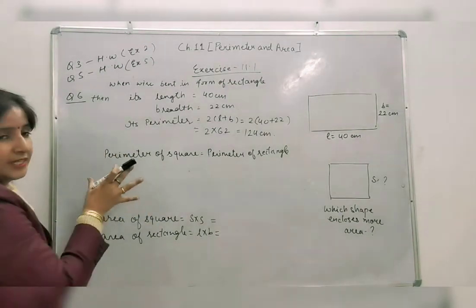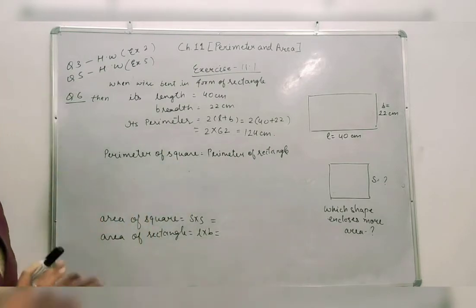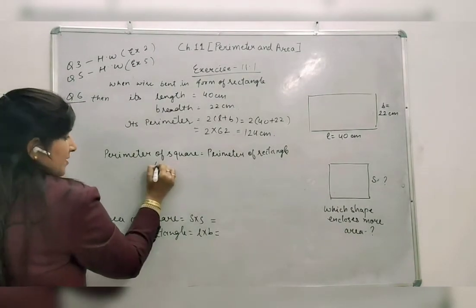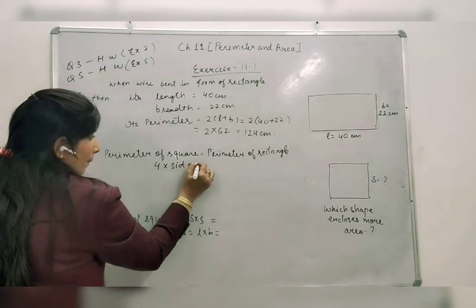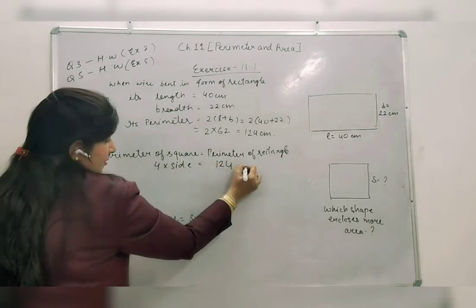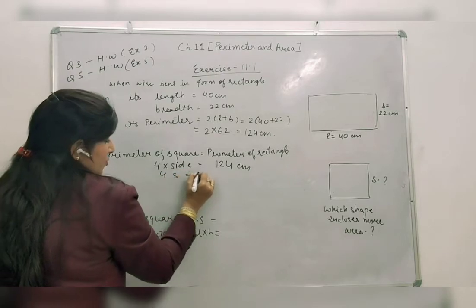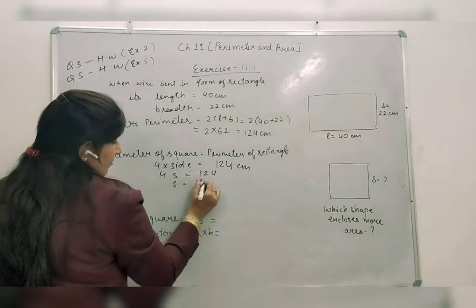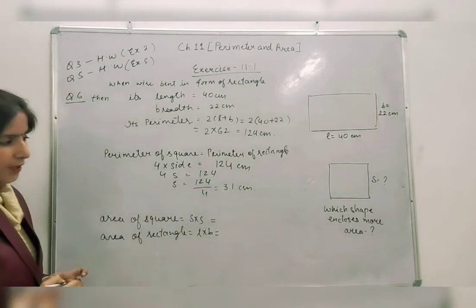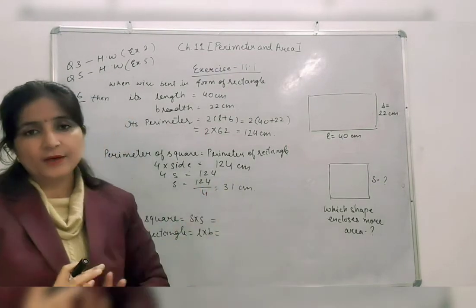Now, as per the given condition, as I just told you, perimeter of square is equal to perimeter of rectangle. It is given in the question. Now, what is the formula for perimeter of square? That is 4 into side, and the perimeter we found is 124 centimeter. So we can write 4S equals 124, and S equals 124 divided by 4, that will be 31 centimeter. Now we got the first part, means we have solved that side is 31 centimeter.